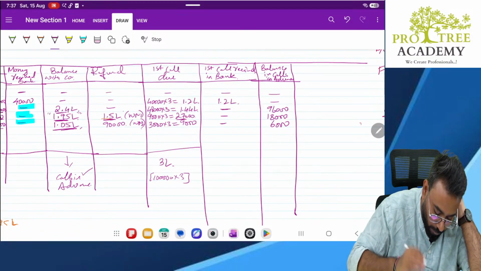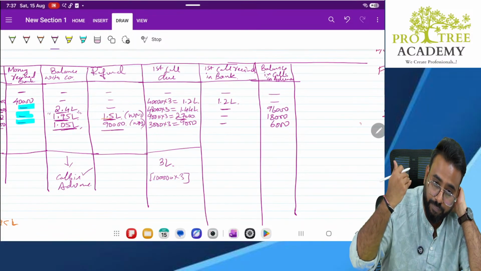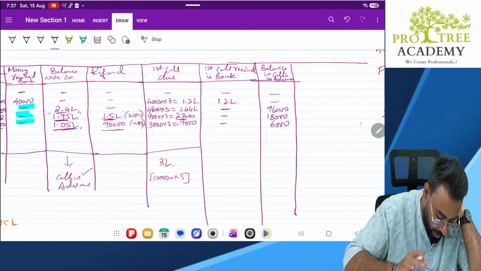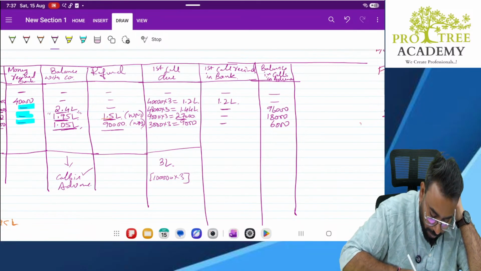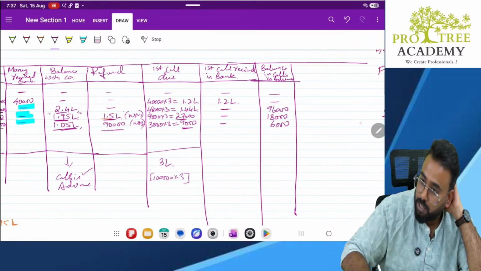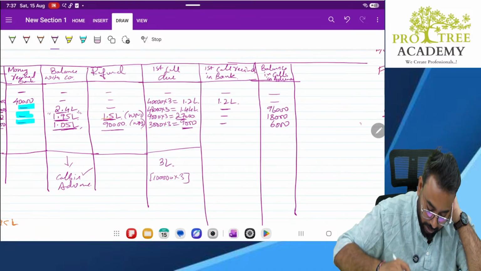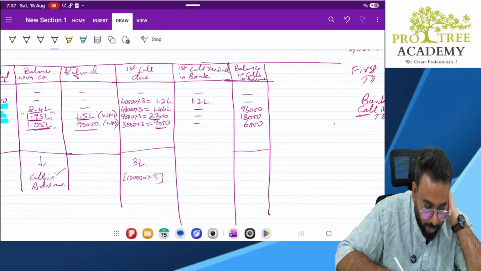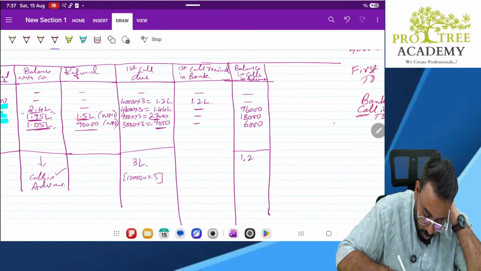We had 1.05 lakhs, out of which 90,000 refunded. What is remaining? The remaining balance is only 15,000. Out of that 15,000, 9,000 is adjusted against first call. So balance remaining is 6,000. Clear? Okay. So the total will be 1.2 lakhs. Next.